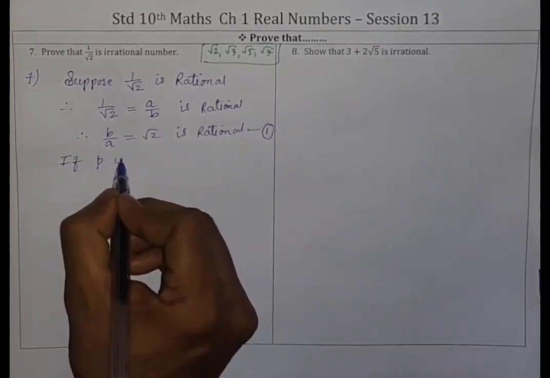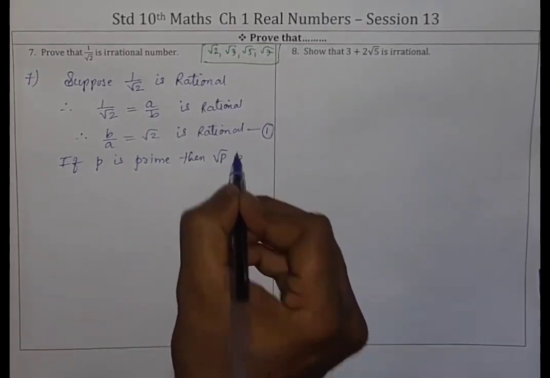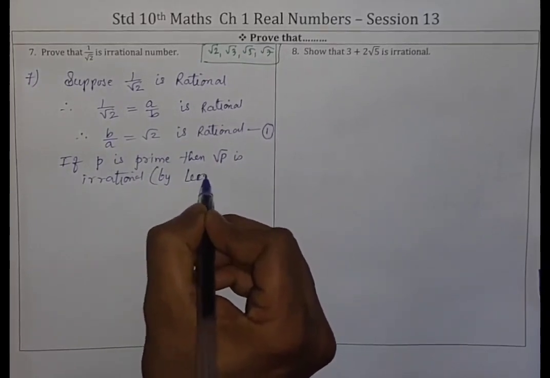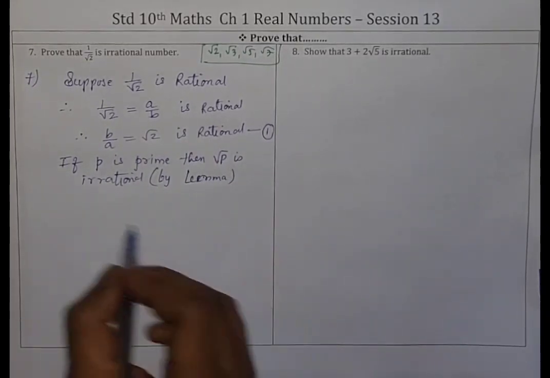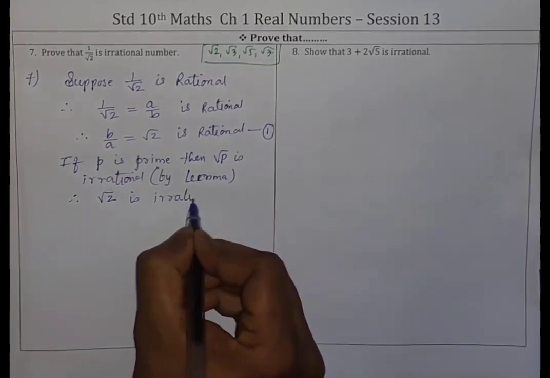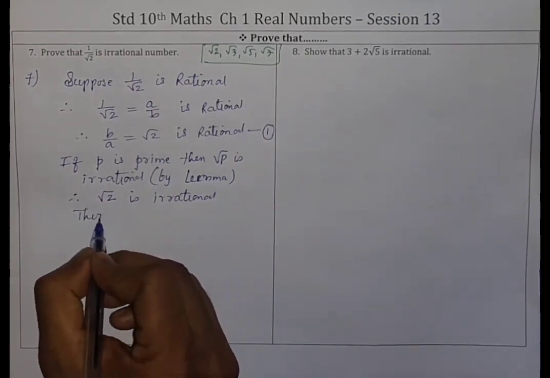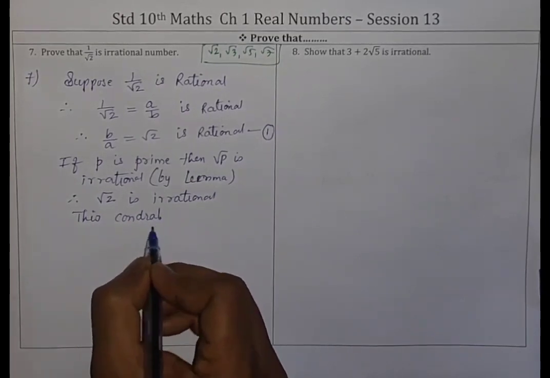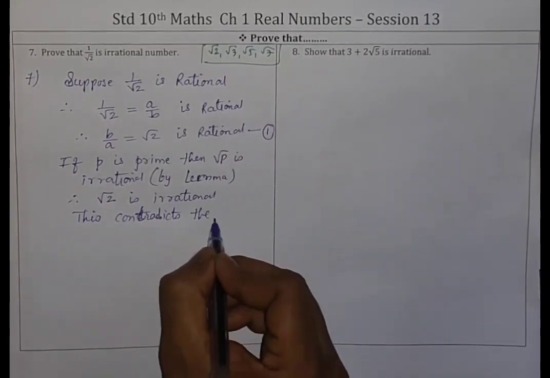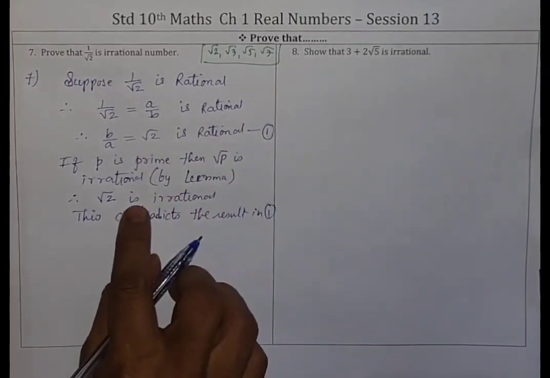If P is prime, then root P is irrational by lemma. Usko hum lemma kehte hain, by lemma. Therefore, root 2 is irrational. If 2 prime hai, to root 2 is irrational. Alright, this contradicts the result in 1. If you root 2 rational bata raha hai, actually it is irrational.